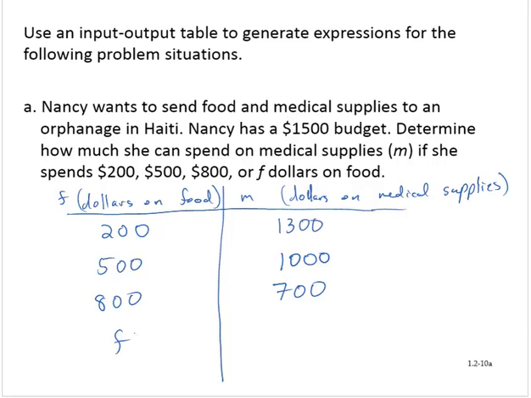Well, then the remainder would have to be, how do we get there? If we start with 200, how do we get to 1,300? It's a subtraction. We're subtracting the initial number from 1,500. And so if she spends F dollars on food, we would have 1,500 minus F on medical supplies.